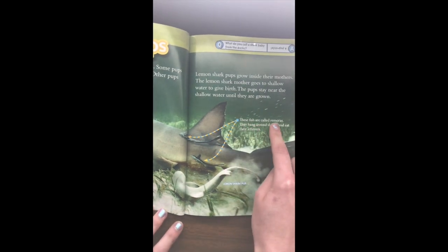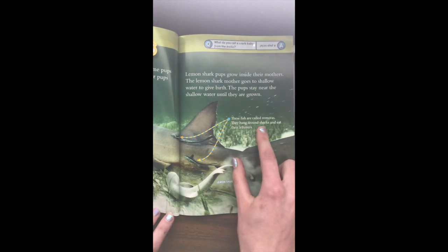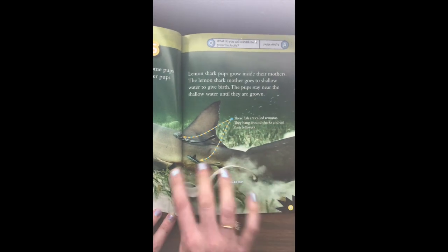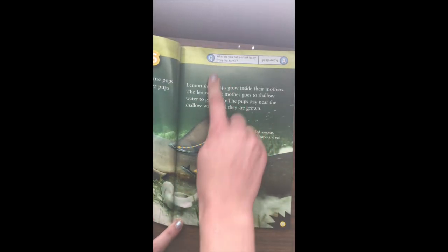These fish are called remoras. They hang around sharks and eat their leftovers. Ooh, yum.